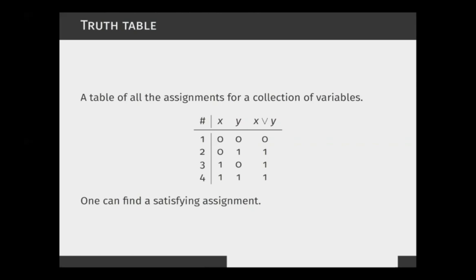And we use truth tables to find a satisfying assignment for a formula. So consider X or Y as our formula. Then we can see in the last column that this formula is false when both X and Y are false, as given by the first assignment. But in all the other cases, the formula is true. So when you are given a truth table, the formula is satisfiable if the column corresponding to the formula contains 1.